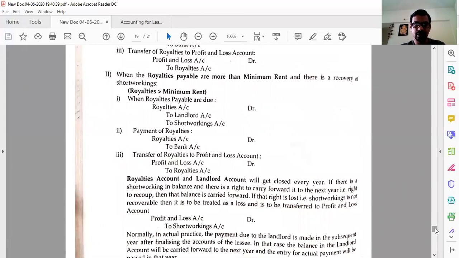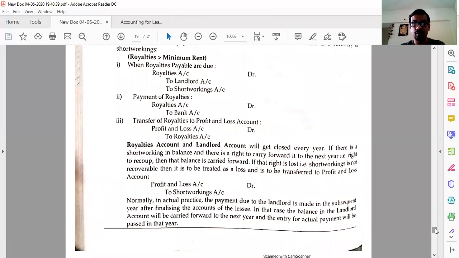And now the next one, when the royalties payable are more than minimum rent, that means royalties are more than minimum rent. At that time, the entries are recorded. First entry, when royalties payable are due: royalty account debit to landlord account, to short working account. Second entry, payment of royalties: landlord account debit to bank account. Third entry, transfer of royalties to profit and loss account: profit and loss account debit to royalty account.